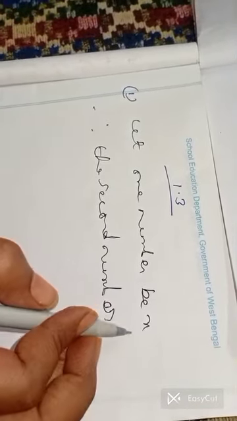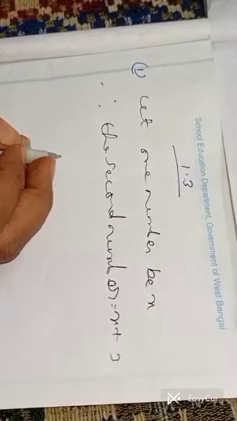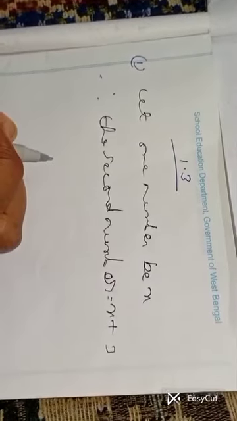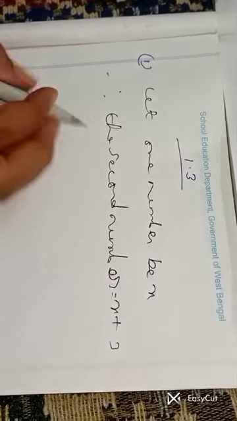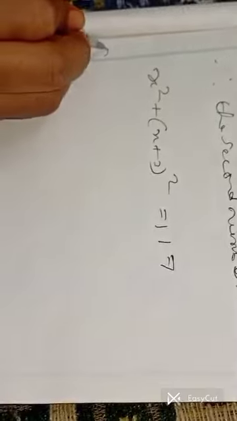The second number will be, it's telling the difference of the two numbers is 3. So if one of the numbers is x, the other number will be x plus 3. And the question says that the sum of the squares of these numbers equals 117. So we do the squares of these numbers, which is x square plus x plus 3 whole square, which equals 117. By this we need to find the value of x.